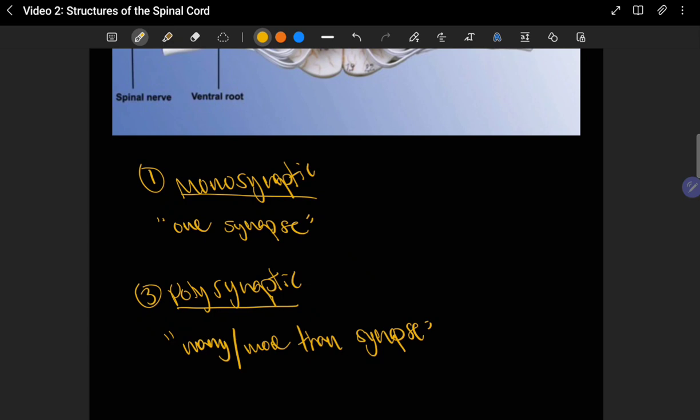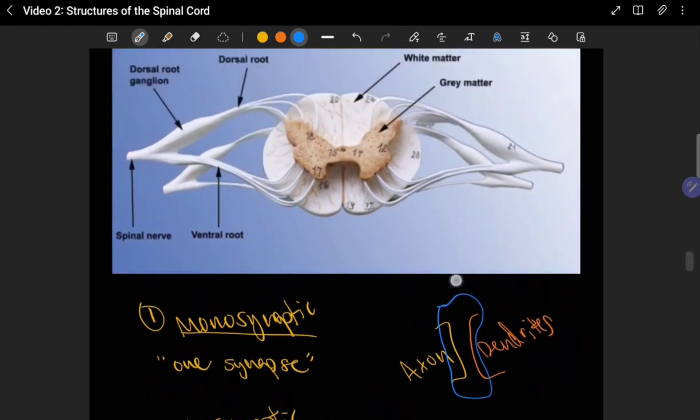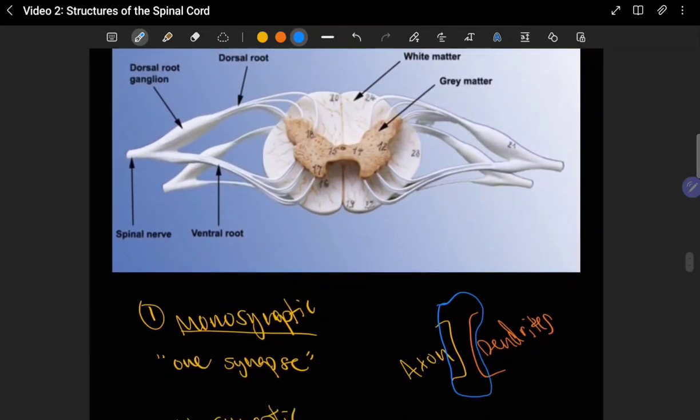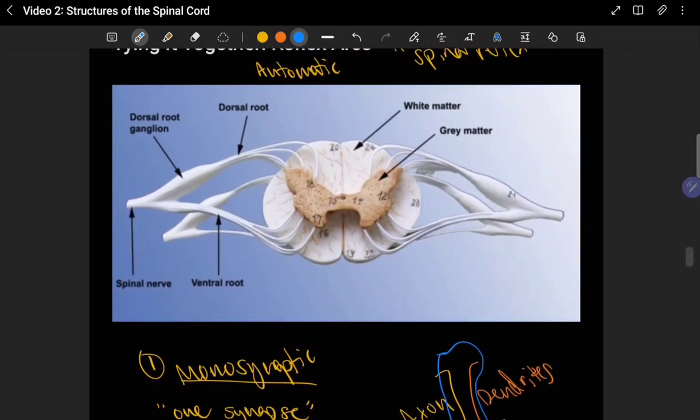Now, I know in lecture we talk about synapses, but just to review, a synapse is going to be where the axon of one neuron is interfacing with the dendrites of a second neuron. So the synapse is kind of this whole region of exchange here. So when we have a monosynaptic reflex, that means there's just one synapse. And all of this is going to happen on the level of the spinal cord with these structures that we just talked about.